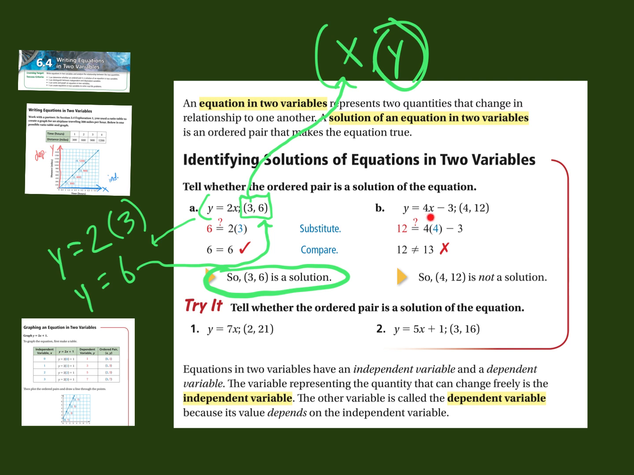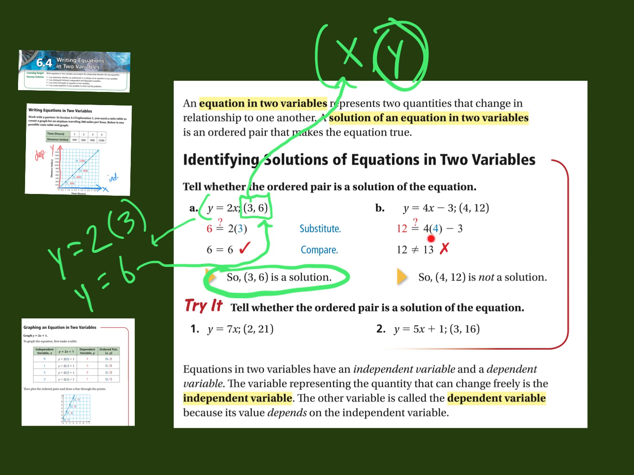So again, here's my equation. It has two variables, y and x. Again, x is independent, y is dependent. So I'm going to put 4 in for x. I'm going to substitute. So I get 4 times 4. And then I solve this.